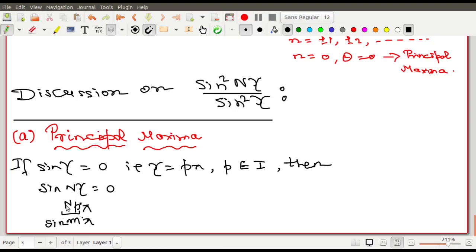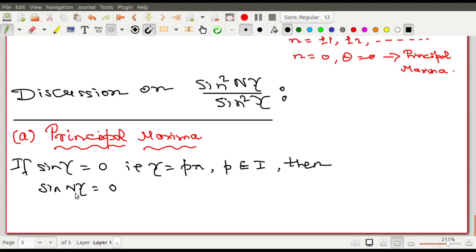Now n into p is always an integer because n is an integer and p is an integer, so m must be an integer. Now sine of pi, 2 pi, 3 pi, 4 pi, 5 pi, plus or minus, all these are 0. So that is why I say that if sine gamma is 0, then sine n gamma must be 0. The reverse is not true. Sine n gamma may be 0, but sin gamma may not be 0, right?